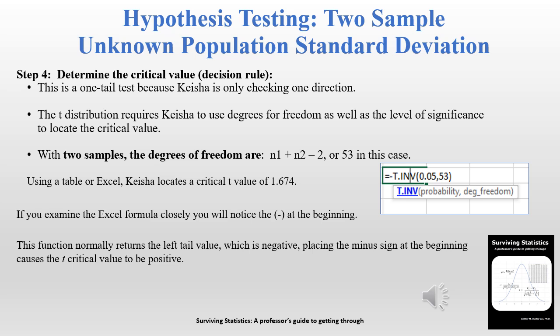Now you can use the table, or as I like to do, use Excel. You see on the screen here an example of the t.inv and how it's used to determine a critical value of 1.64. If you do use Excel, notice that there is a negative minus sign at the beginning of that function. That will just return a positive critical value instead of a negative critical value.